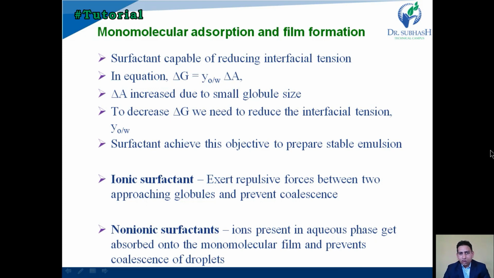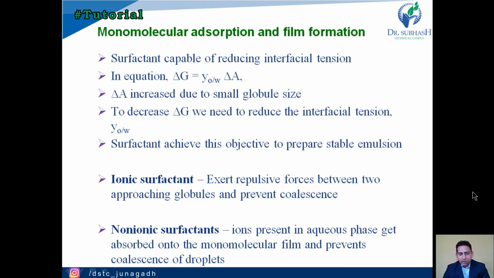In the case of emulsion we always want small globule size, so the surface area will always be raised. So the only thing we can control is gamma O/W, the interfacial tension between oil and water. So we need to decrease the interfacial tension gamma O/W. A surfactant that can achieve this objective can be used to prepare a stable emulsion. Some ionic surfactants can also be used to prepare a stable emulsion. They exert a repulsive force between two approaching globules and prevent coalescence.